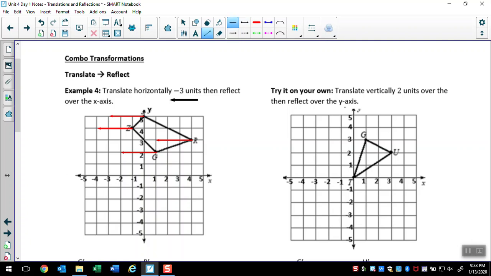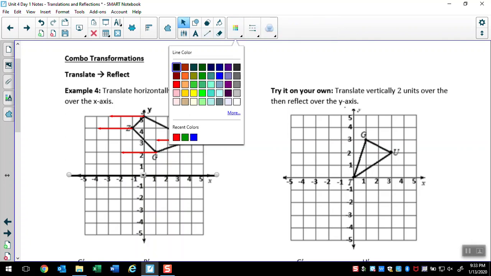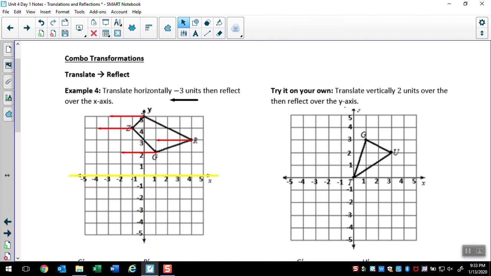Okay. So I want to reflect it over my x-axis, this guy right here. If it helps, you can highlight it just to really make it stick out. So I want to reflect it over this line. So now I'm going to go through and pay attention to how far each one is from the x-axis. All right, so I'm just going to start with R.